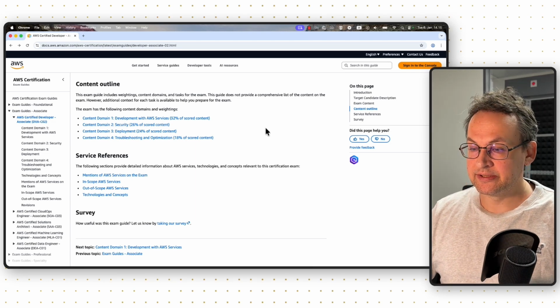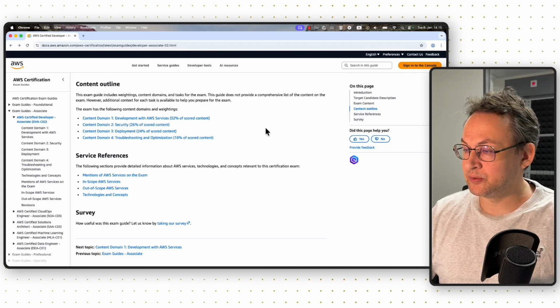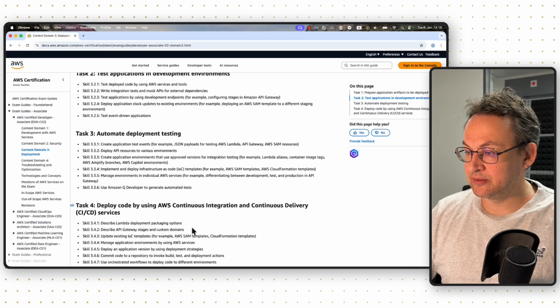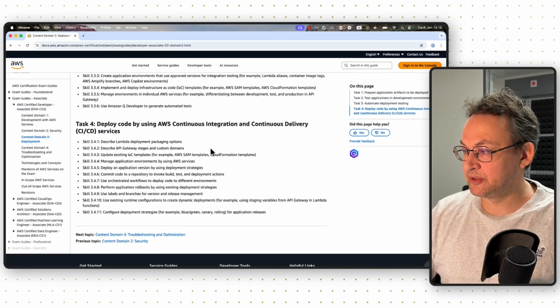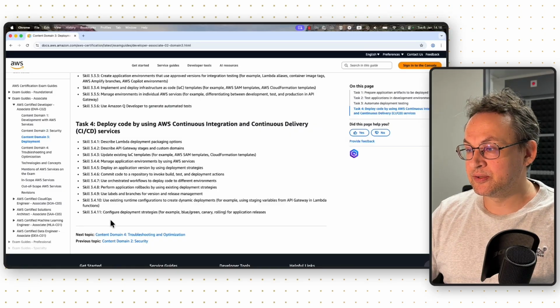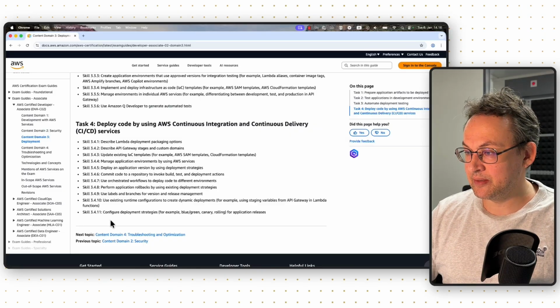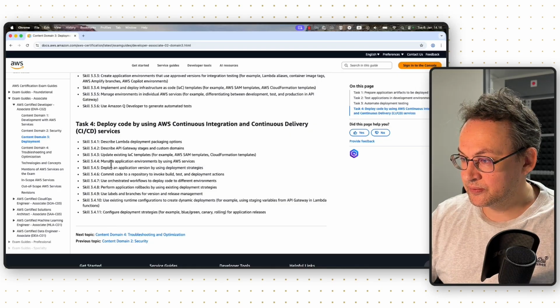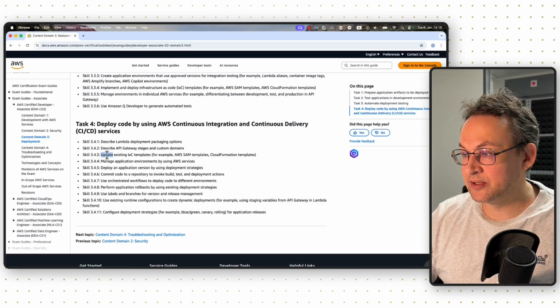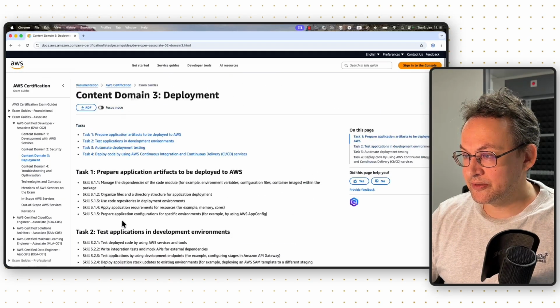You need to understand blue-green deployments and rollback strategies. If your deployment fails in production, how do you recover? Automate deployment testing, deploy code using AWS continuous integration and continuous delivery services. You're not expected to be able to create the CI/CD pipelines. This exam just tests how you use those. For example, to update existing infrastructure as code templates using SAM templates and CloudFormation templates, deploy an application version by using deployment strategies, and other tasks.